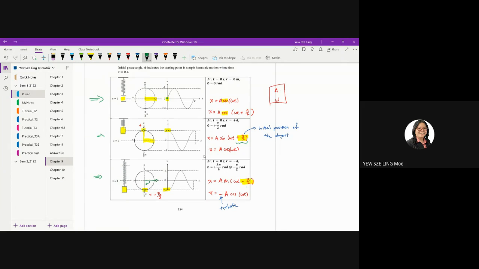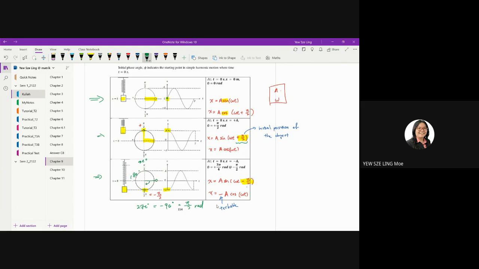If you don't want to use the idea of shifting the axis, you can stick to the idea here. If you have positive pi over 2, then your graph starts from maximum. If you have negative pi over 2, then your graph starts from minimum, from negative A. That is because of the shape. It starts from 0 degree to 90 degree, and then to 180 degree, and then to 270 degree. 270 degree at the same time is negative 90 degree, which is your negative pi over 2 radian.